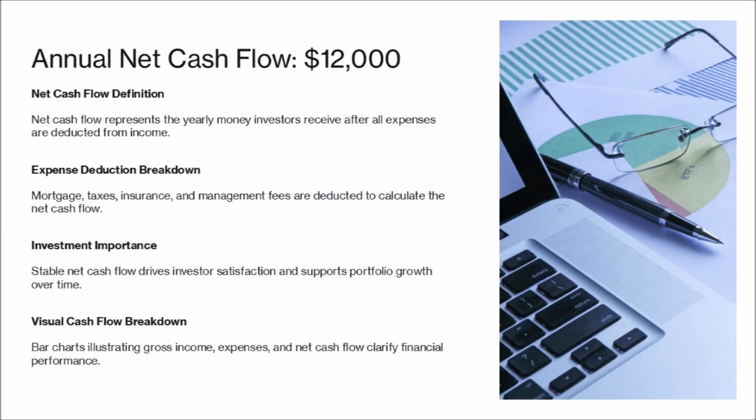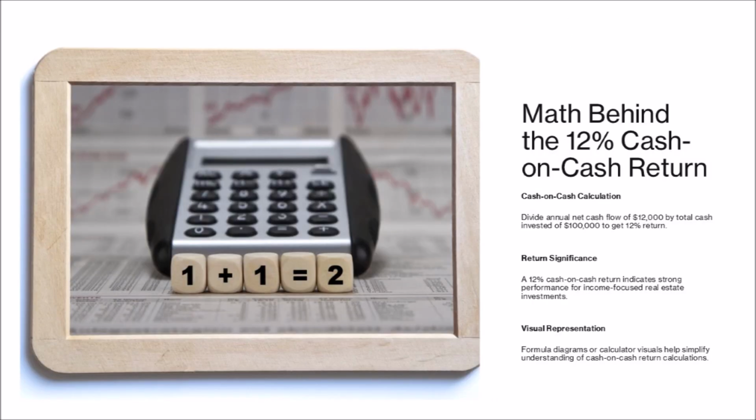Here's the math. Let's take $12,000 annual cash flow and divide it by a $100,000 cash investment. That gives you a 12% cash on cash return. A 12% return means your money is working 12% harder each year, and that's a solid performance in income real estate. Serious investors rely on numbers, not hype. Cash on cash return tells the truth, what's really being earned, not what somebody hoped you'd make.